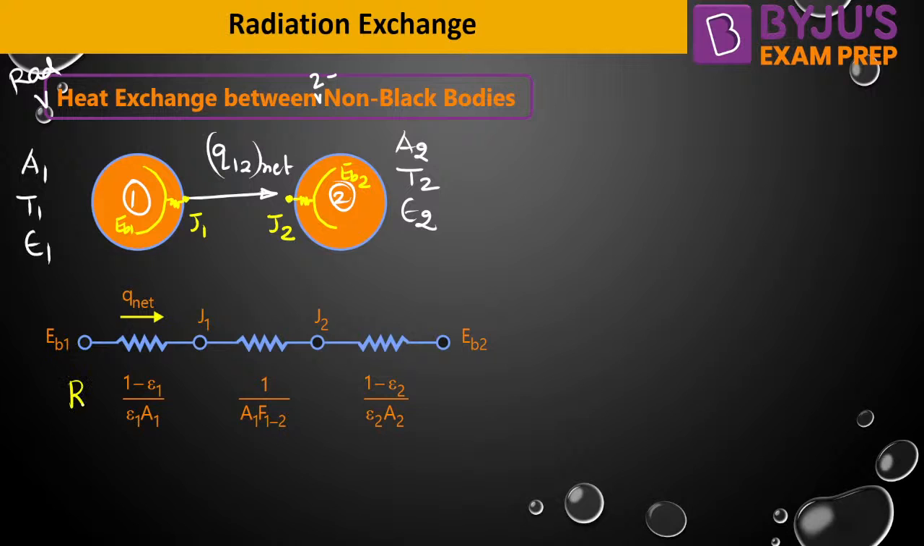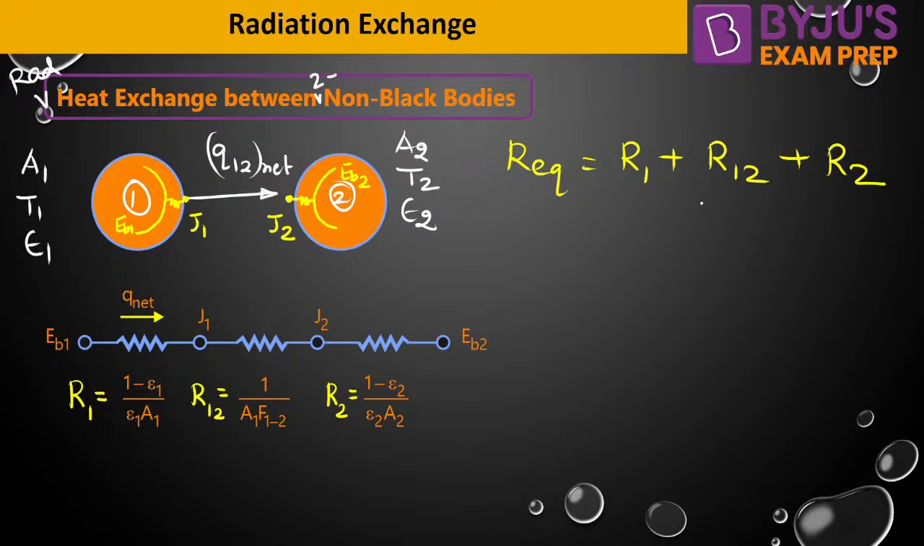Then R1 is the surface resistance for body 1, R2 is the surface resistance for body 2, and the space resistance between 1 and 2 is R1-2. R1 is (1 minus epsilon 1) upon epsilon 1 A1, R2 is (1 minus epsilon 2) upon epsilon 2 A2, and R1-2 is given by 1 upon A1 F1-2 or 1 upon A2 F2-1. This is how the circuit diagram will be drawn, and the equivalent resistance R equivalent will be R1 plus R1-2 plus R2, isn't it?